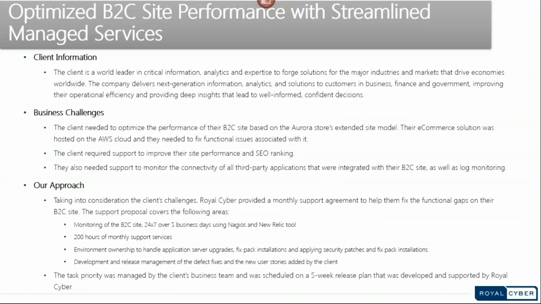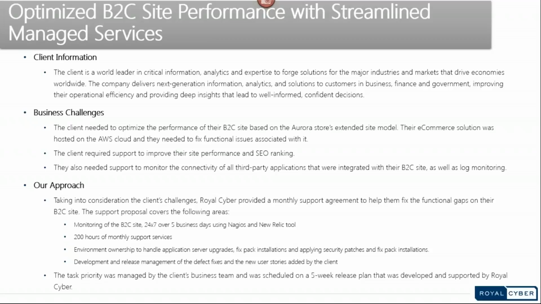This is another case study for the B2C performance side. The client was on the AWS cloud, and they wanted to fix functional issues on the B2C side, based on Aurora stores, where they were having an extended model. So our approach was to fix their functional gaps first for the B2C side, and provide them 24/7 support, monitoring their application.